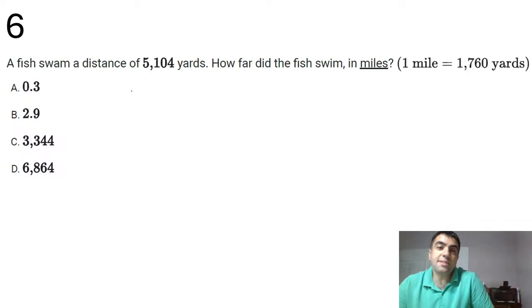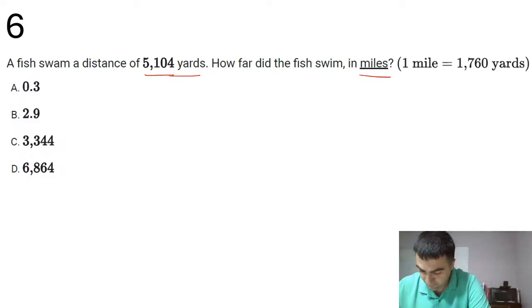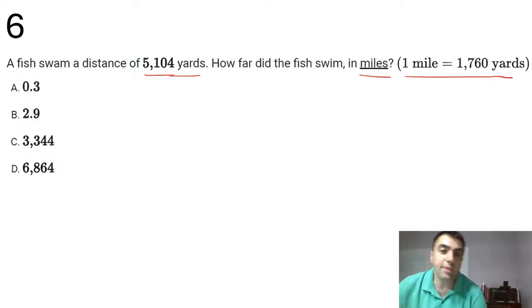A fish swam a distance of 5,104 yards. How far did the fish swim in miles? Is there any correct answer? 1 mile is equal to 1,760 yards. Mr. Tuncay, did you solve it?